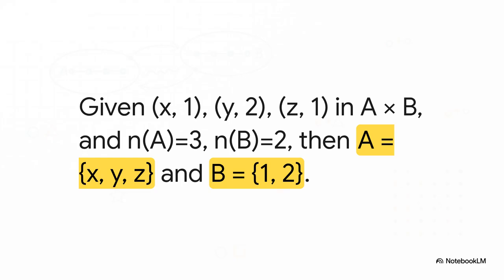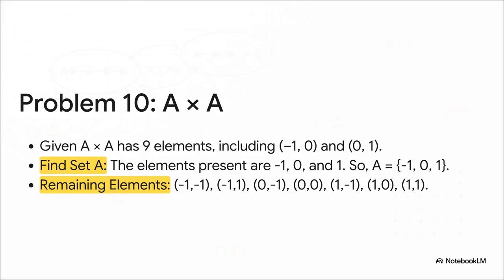We just reconstructed the whole thing from just a few clues. All right, now for a proper challenge. Problem 10. We're told that A cross A has 9 elements, but we're only given 2 of them: (-1, 0) and (0, 1). Well, just from those 2 pairs, we can deduce that the numbers -1, 0, and 1 must all be in set A.